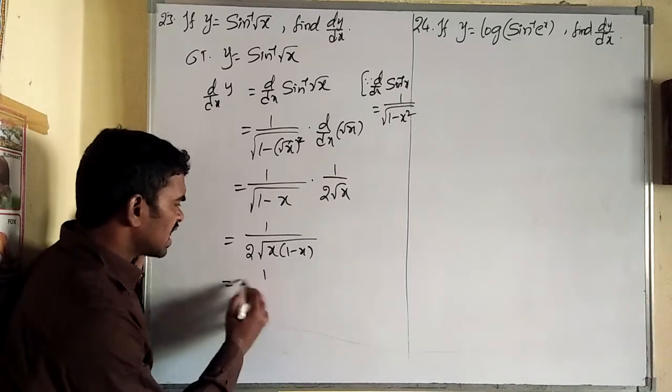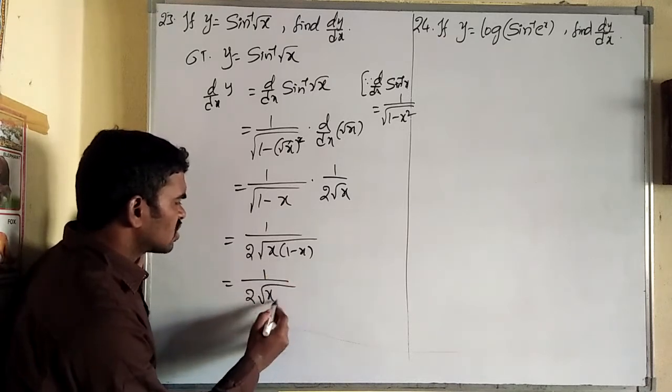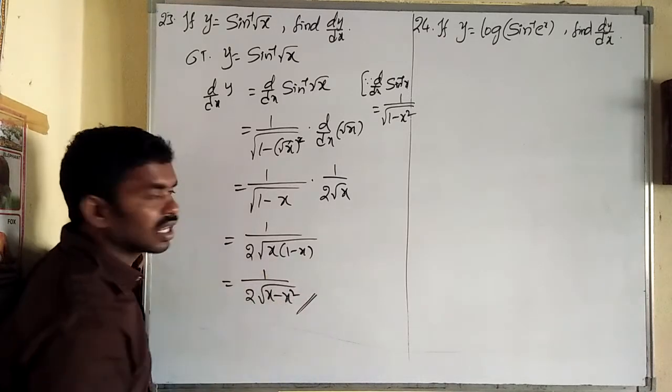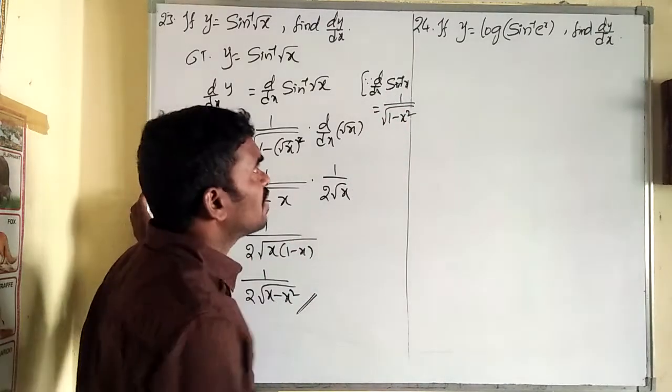Or you can simplify inside again. So x into 1 minus x, or x minus x square, is the answer. So similarly, see the 24th also, the same type of problem.